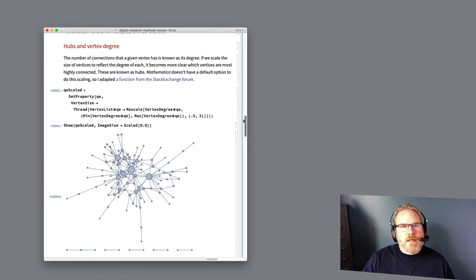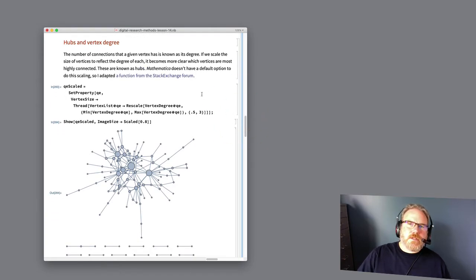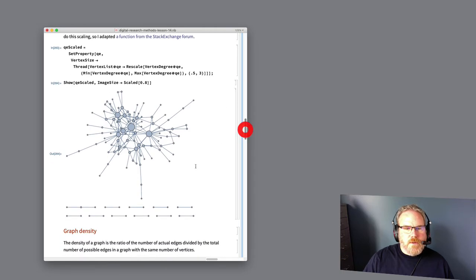Now the number of connections to a particular vertex, or a particular person in this case, is known as the degree. And we can scale the size of the nodes so that it reflects the number of connections. So this person here has lots of connections, so they get a very large node. The little people out on the end who only know one other person have a smaller node. And the people who only know a few people, again, have smaller nodes.